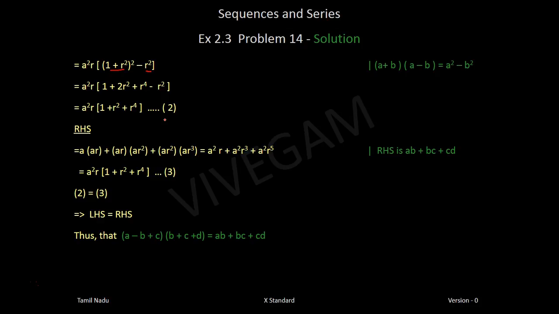Now you got the whole of left hand side in terms of A and R. Now do the same thing for your right hand side. So what was your right hand side? It's given here: AB plus BC plus CD.